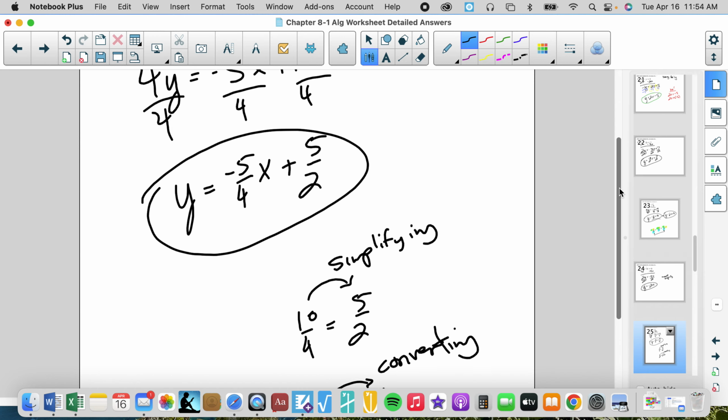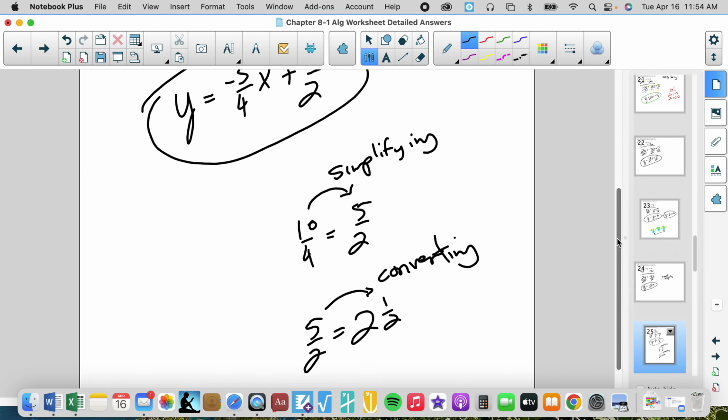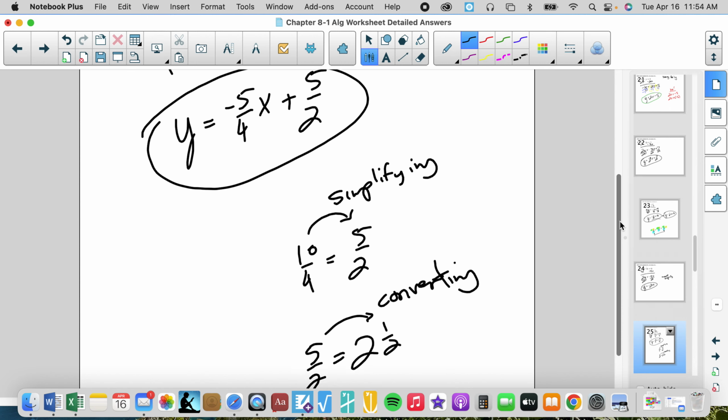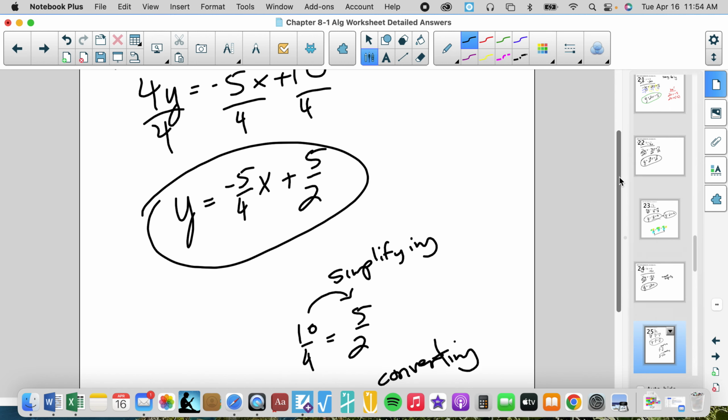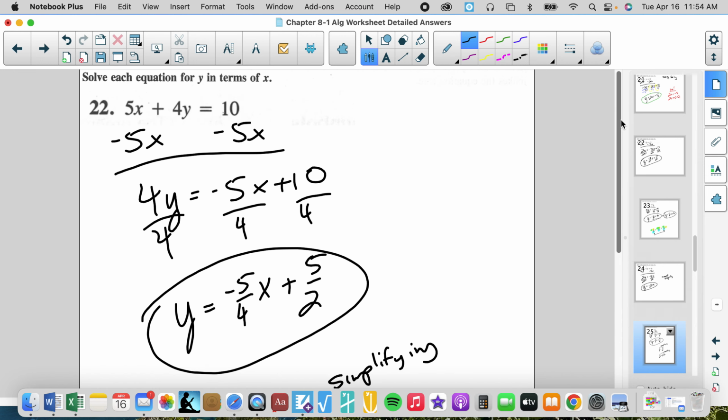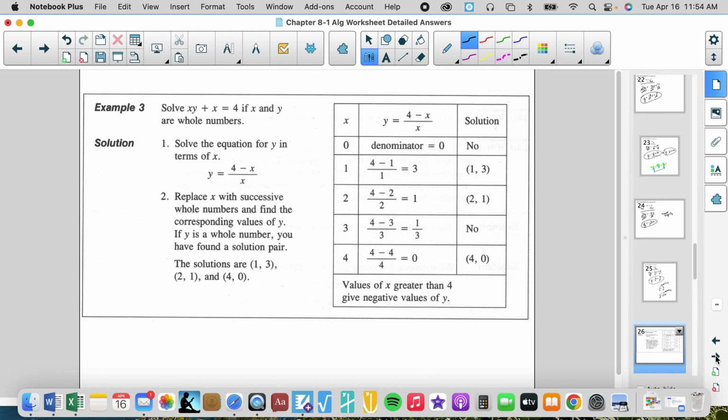So you notice that I didn't turn 5 halves into 2 1/2 because you don't have to convert, but you do have to simplify. So 10/4 needs to be simplified, so we must reduce that. But we don't have to turn it into a mixed number because that would just be converting the format. You have 3 formats. You have a fraction, a mixed number, and a decimal. All are equivalent, all are acceptable.